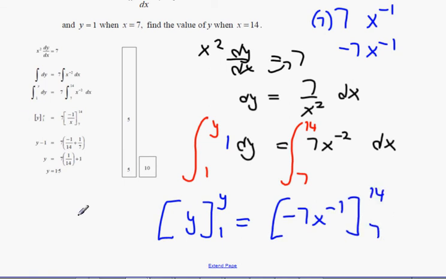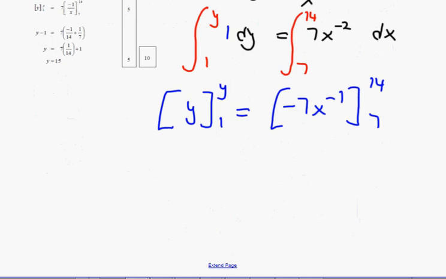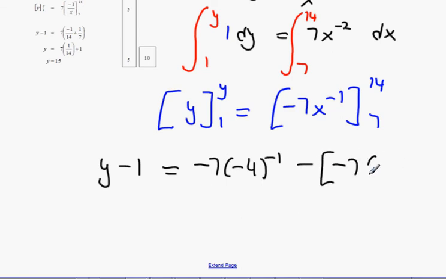What we're going to do next is use the limits on both sides. So we're going to get y minus 1 equals minus 7 times 14 to the power of minus 1, minus the bracket minus 7 times 7 to the minus 1. Put that into the calculator. So we're going to get minus 7 over 14, minus, minus 7 over 7.